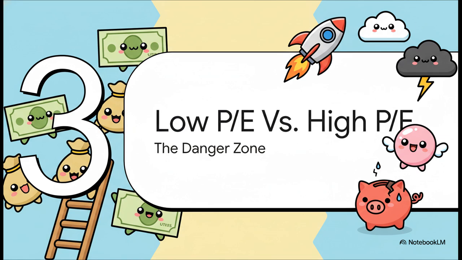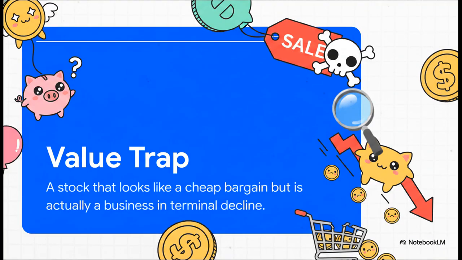Section 3. Low PE versus high PE. The danger zone. A lot of beginners assume that a low PE ratio is just an automatic green light to buy. Like, oh, it's on sale, right? Well, actually, no. Welcome to the ultimate investing mirage, the value trap. A value trap is a stock that looks like a fantastic bargain because its PE ratio is sitting way down there in the single digits. But in reality, the market has correctly priced the company lower because the business is actually dying. It's cheap for a really good reason.